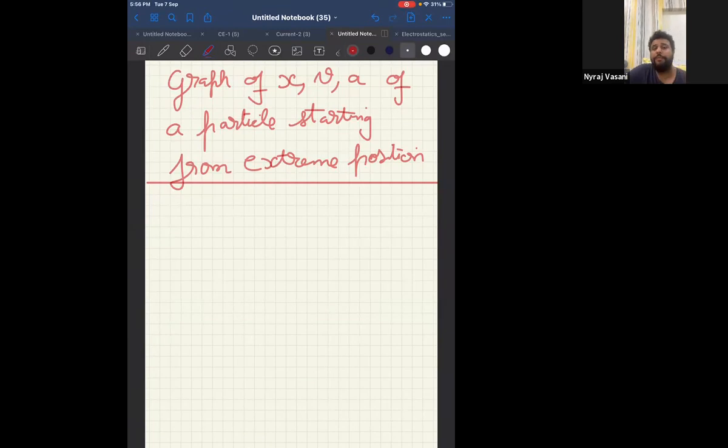We have done the graph of a particle starting from mean position. Now we have to do the graph starting from extreme position. Can you do it? I'll give you some time. Then I'll do it on the screen. Okay, start.